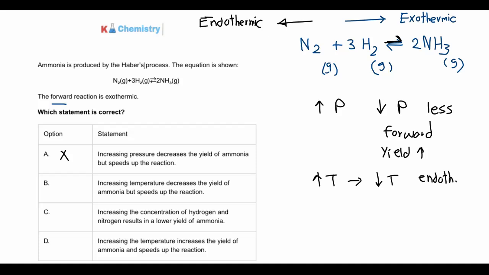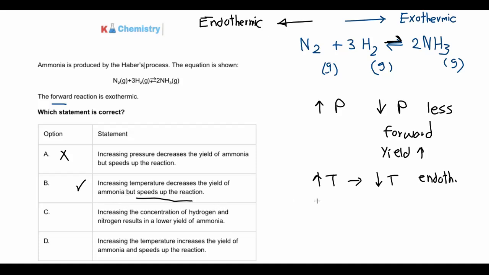Increasing the temperature, the system will try to decrease the temperature, so it will move to the endothermic. Endothermic means backward, so nitrogen and hydrogen increase and ammonia yield decreases. So it decreases the yield of the ammonia, but speeds up the reaction. Yes, that's correct, because when you increase the temperature, you increase the rate of the reaction. So that's correct. You go to the left, but you increase the rate of the reaction.